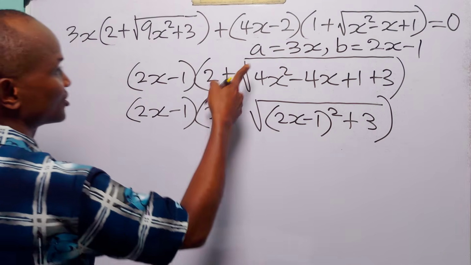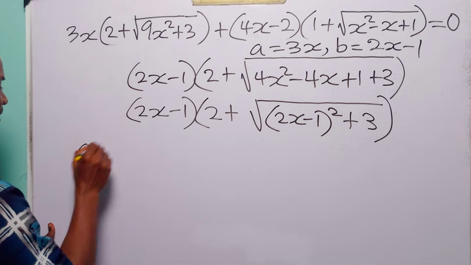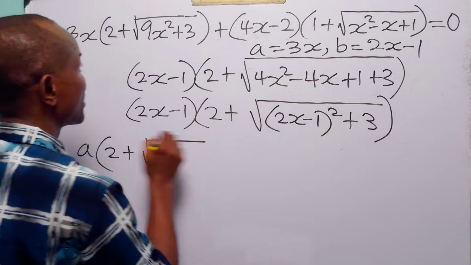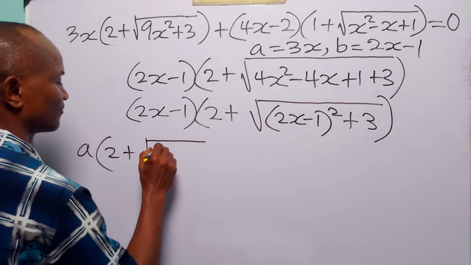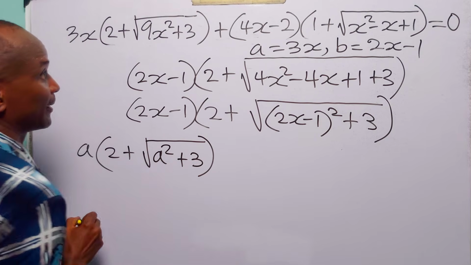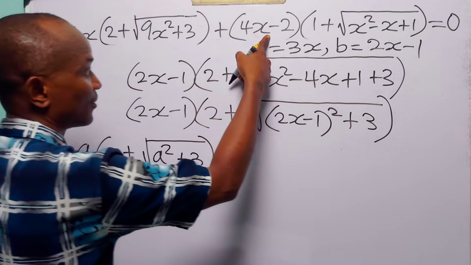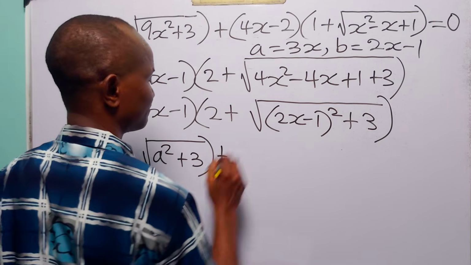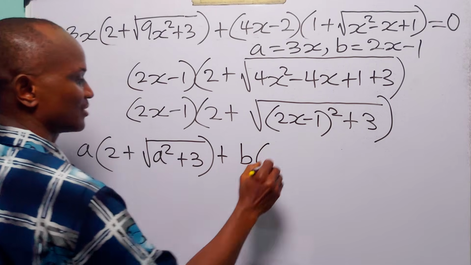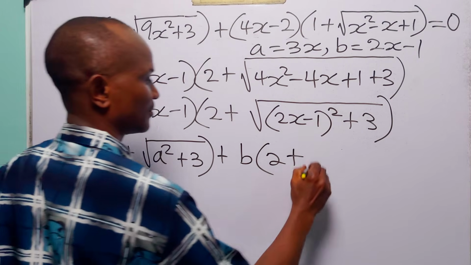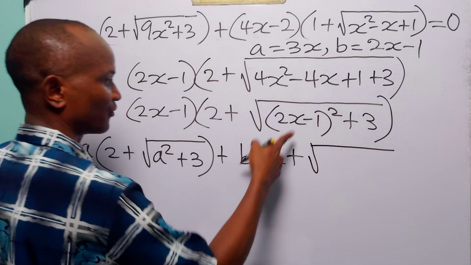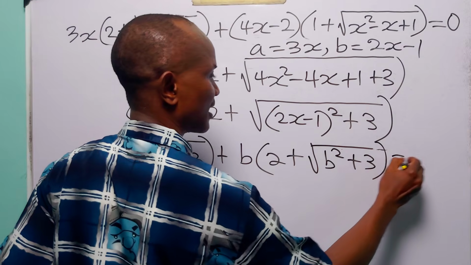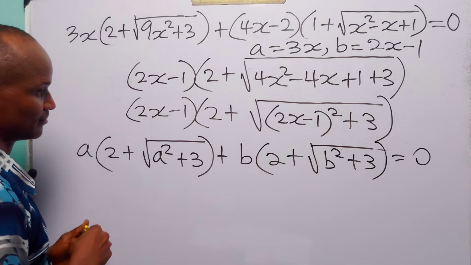Now we can write the equation as a times 2 plus the square root of a squared plus 3, plus, now the whole second term is now this, so we have b times 2 plus the square root of b squared plus 3. Now this is equal to 0.